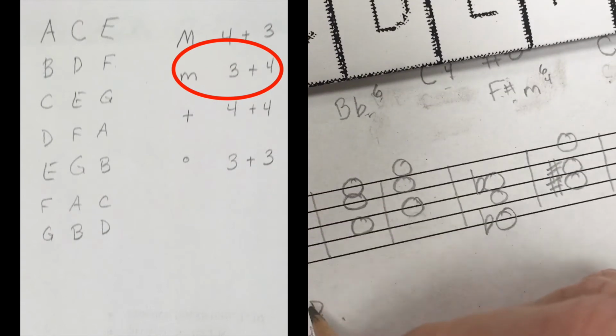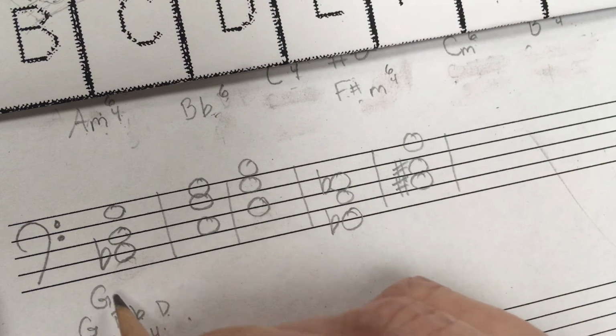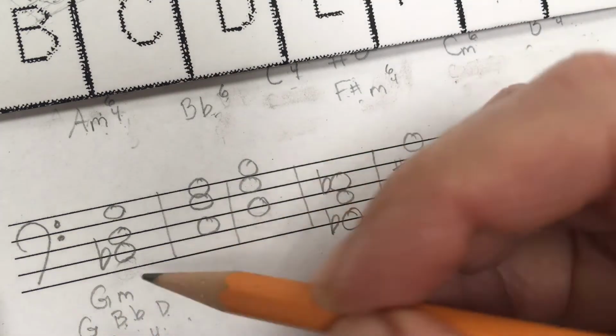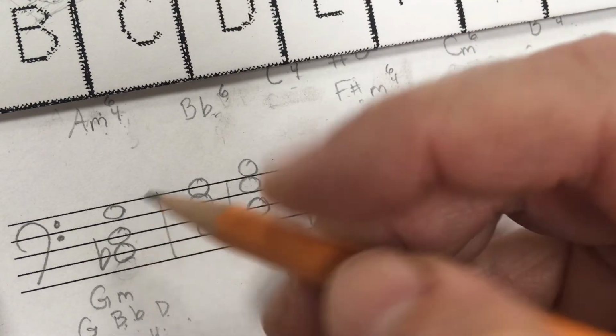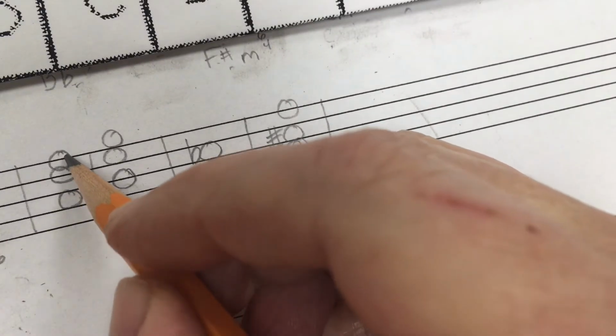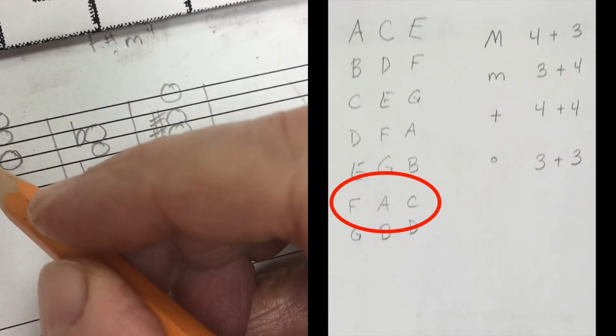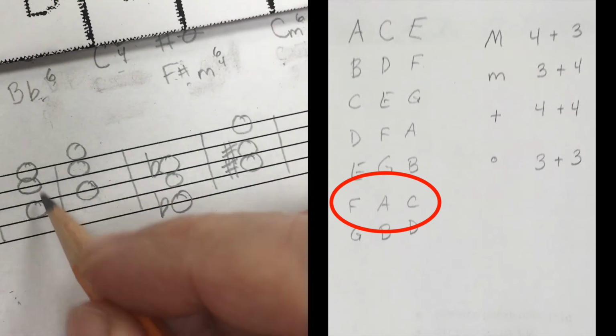So we're going to write G minor. But which inversion is this? Where's the root? Root's on top. That's first inversion. C, F, and A. Let's write this in triad order. Remember, this is bass clef. C, F, and A.